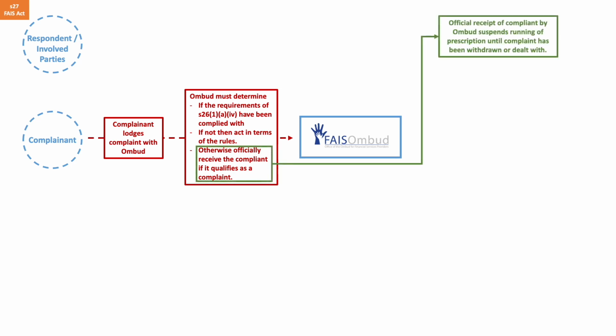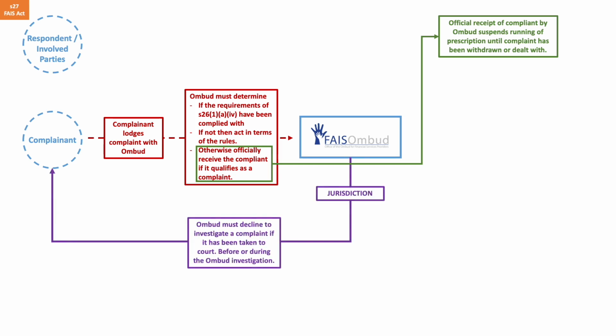The official receipt of the complaint by the Ombud suspends the running of the prescribed period until the complaint has been withdrawn or dealt with. For those who don't know what a prescription period is, it's the maximum time period that someone can take action against another person and/or party. So once the Ombud receives a complaint, the prescribed period is suspended until they can deal with the issue or complaint.